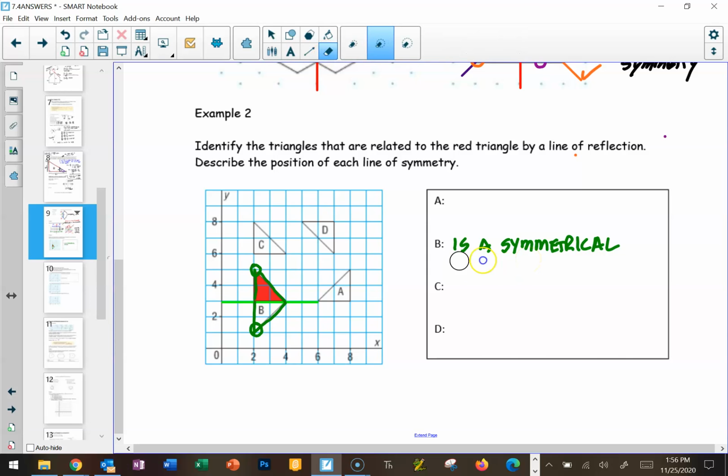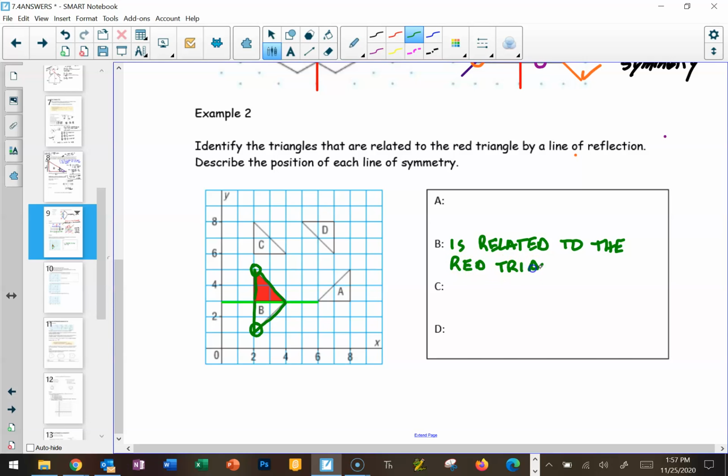I shouldn't say symmetrical, I should say is related by symmetry. So triangle B is related to triangle, well, what's the red triangle, I guess. Can't even call it. To the red triangle, by symmetry. And what we're essentially saying there is line 1 is a line of symmetry.